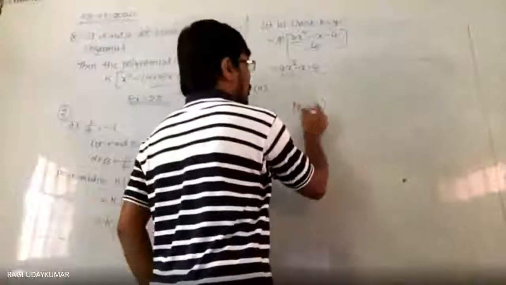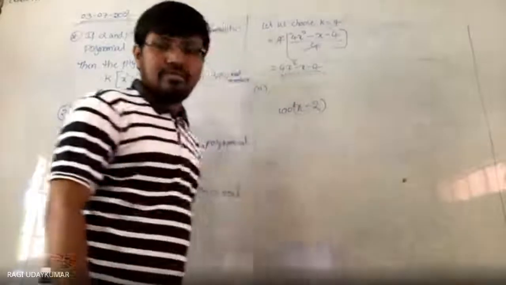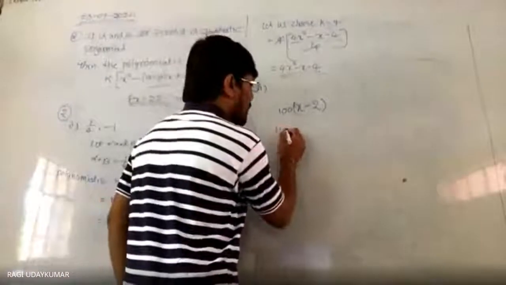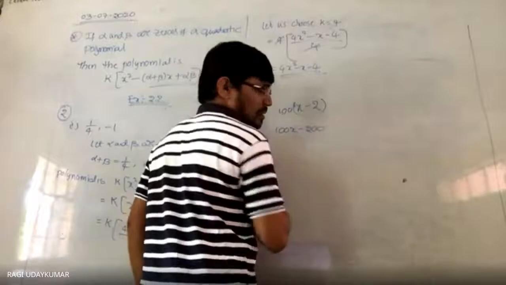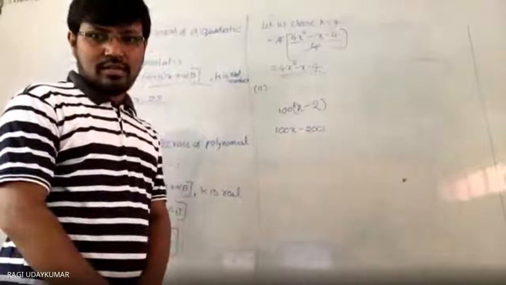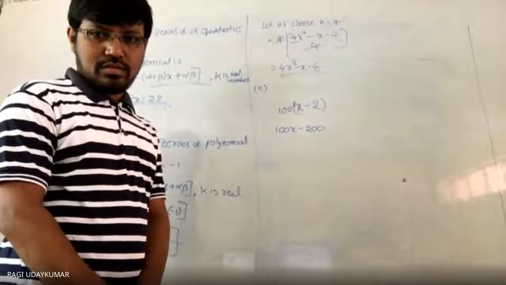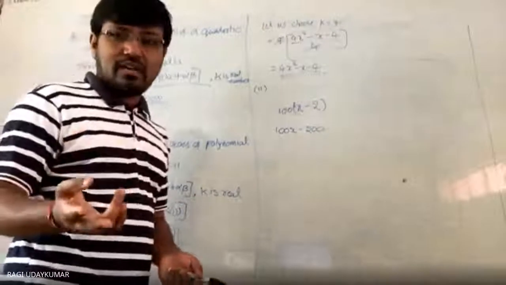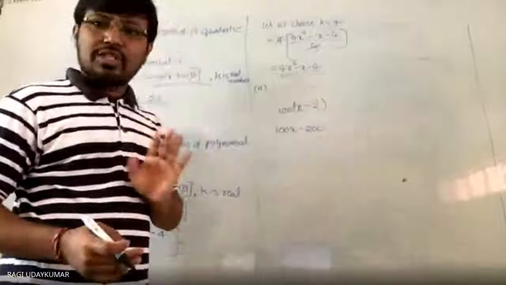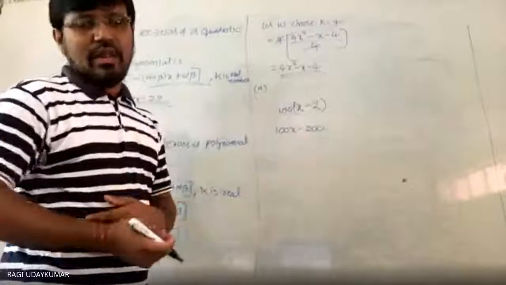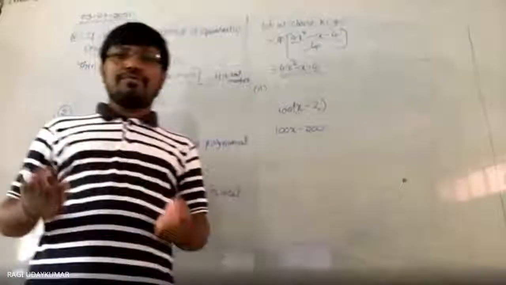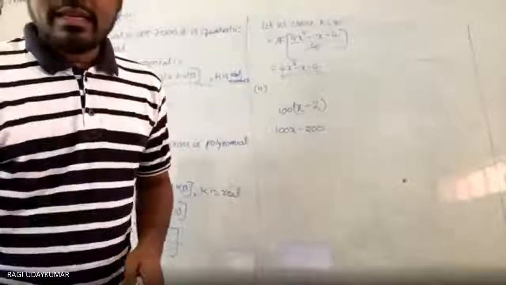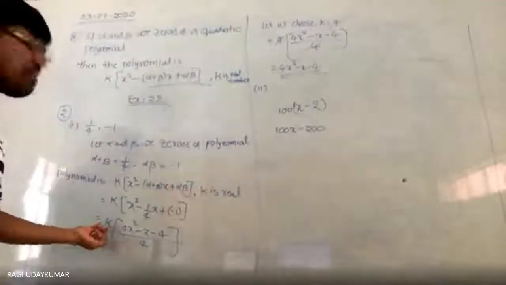Okay, now I multiply this whole polynomial by 100. So 100x minus 200 comes. What is the zero of this polynomial? 200 by 100, which is 2. Again it is 2. So the zero of the polynomial will not change if you multiply by any number. Not only 100, if you multiply √2, 5, 7, or 2020, any number you multiply, the zeros will not change. So that's why k can be any real number.